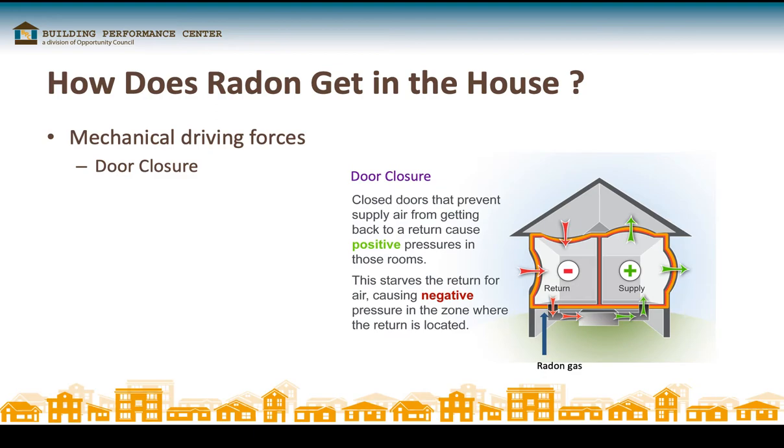The return is essentially making a low pressure area in the main body of the house, and therefore if you have any holes in the floor across the main body of the house, it'll tend to pull air up from the crawl space or the basement, and there could be radon gas in that soil.